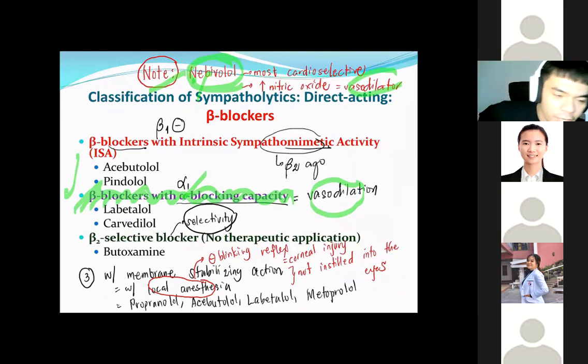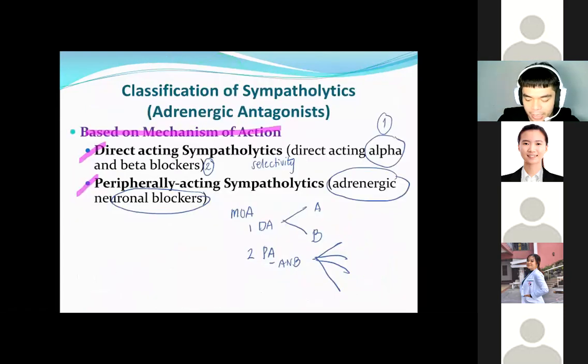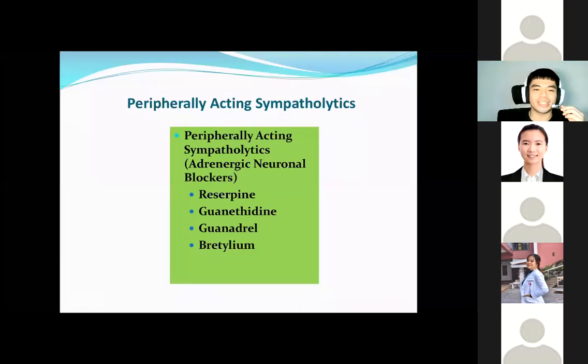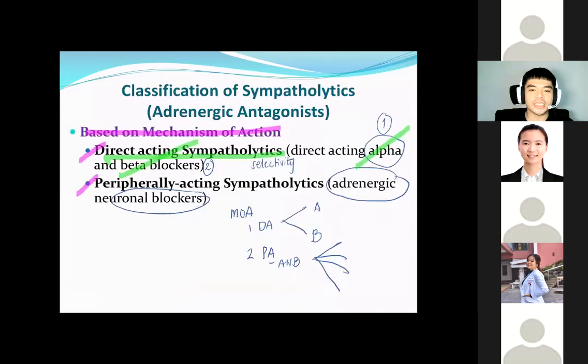Okay, so very good. So far, we were able to discuss the direct acting sympatholytics, the examples. We were able to finish the alpha and the beta blockers. So right after the break, we will proceed on peripherally acting. So nandito na tayo after the break. Are we good so far? Yes po. So let's continue. After we discuss direct acting sympatholytics, let's proceed on peripherally acting sympatholytic agents.